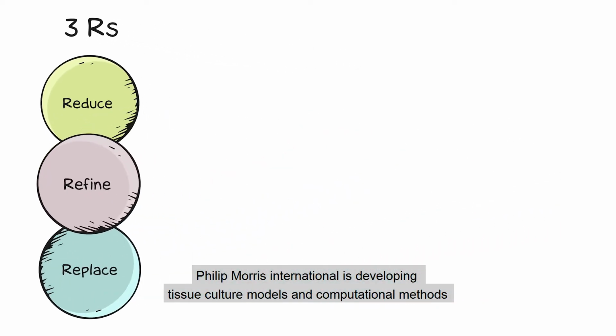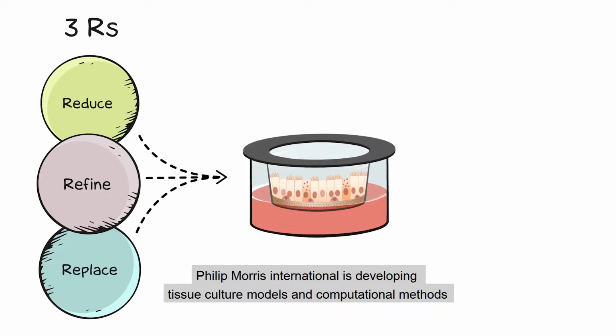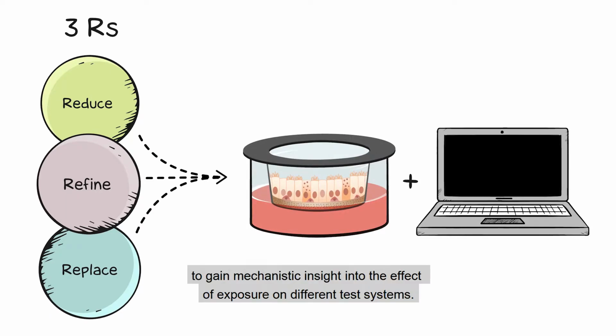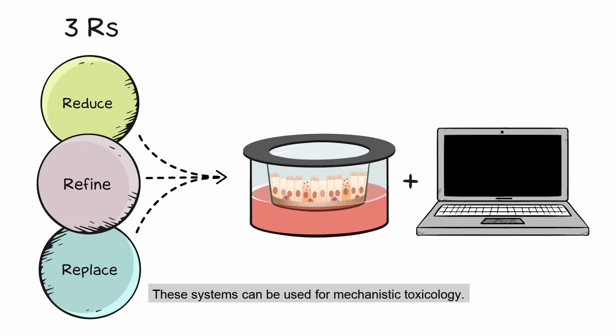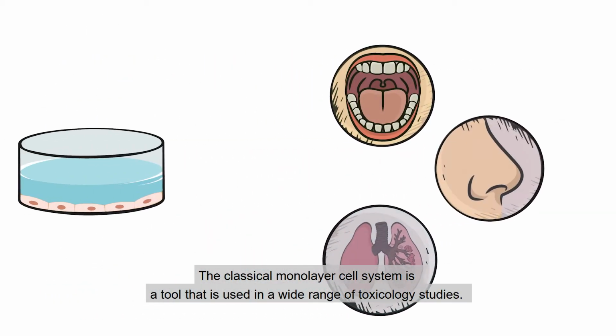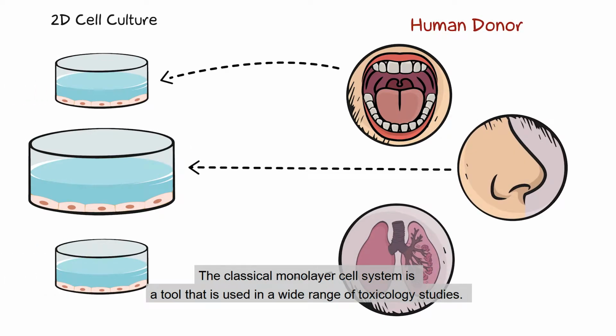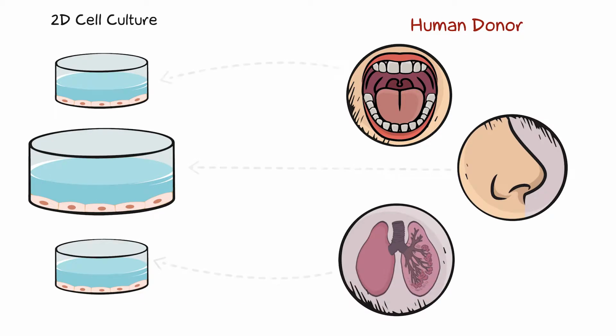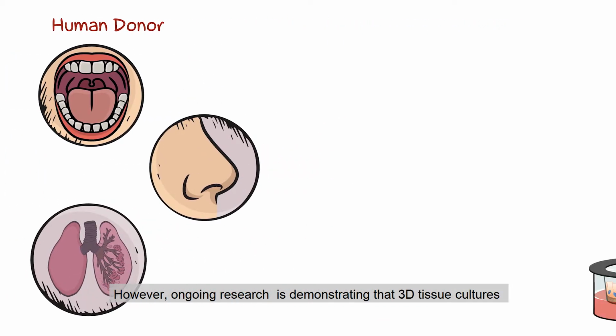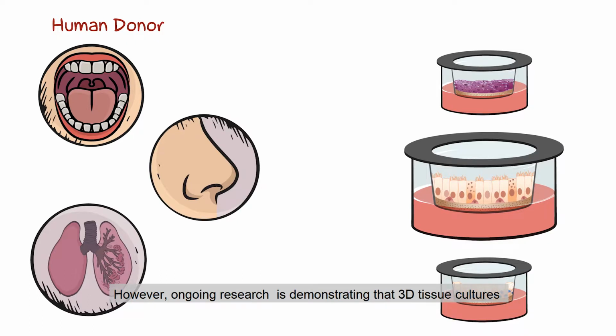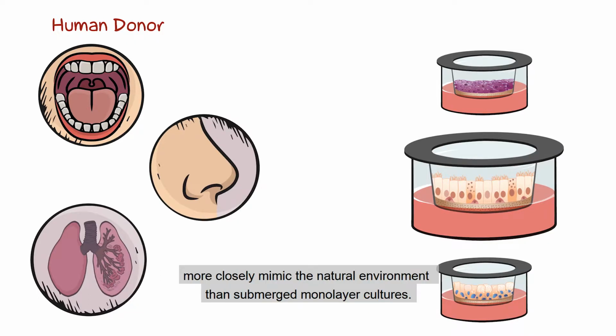Philip Morris International is developing tissue culture models and computational methods to gain mechanistic insight into the effect of exposure on different test systems. These systems can be used for mechanistic toxicology. The classical monolayer cell system is a tool that is used in a wide range of toxicology studies. However, ongoing research is demonstrating that 3D tissue cultures more closely mimic the natural environment than submerged monolayer cultures.